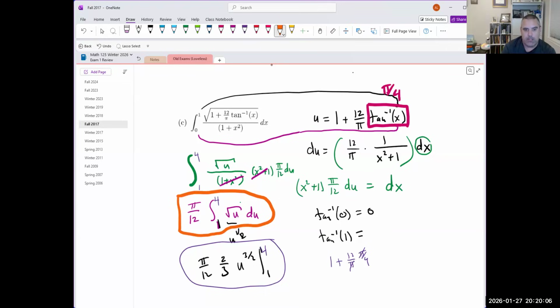I think I might stop there because I feel like I've overstayed my welcome on this problem. But if I was doing this, they would cancel 6. I'd have pi over 18. I did some simplifying. 4 to the 3 halves minus 1 to the 3 halves.